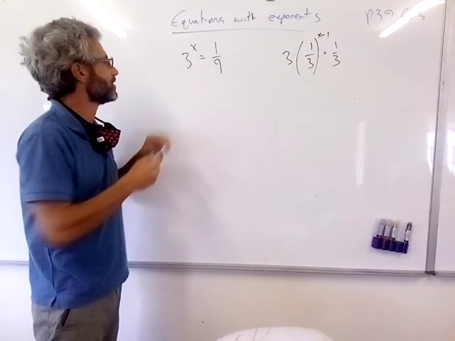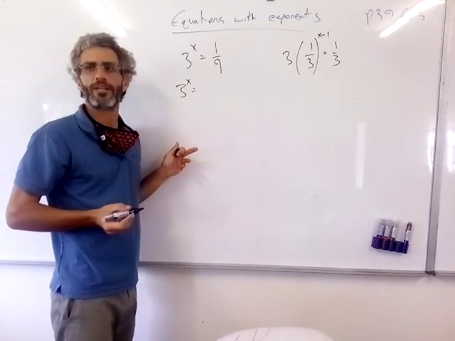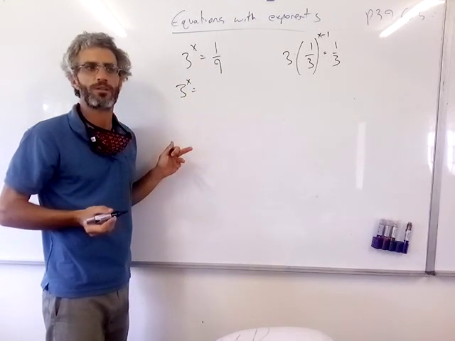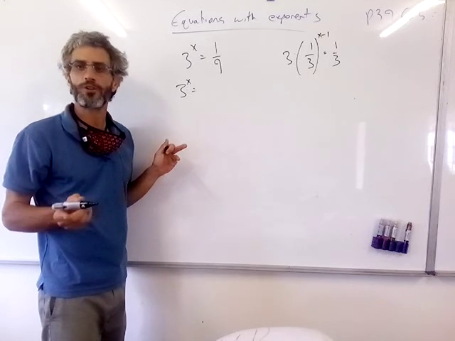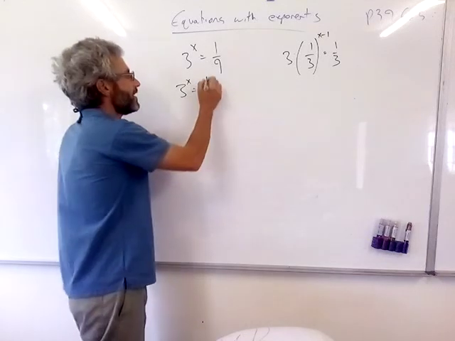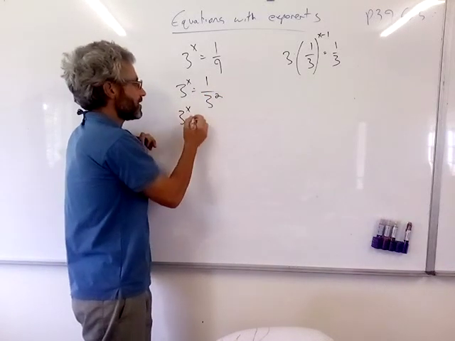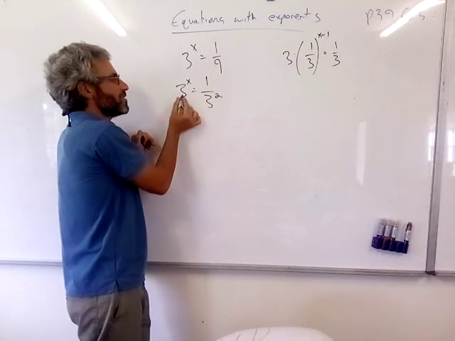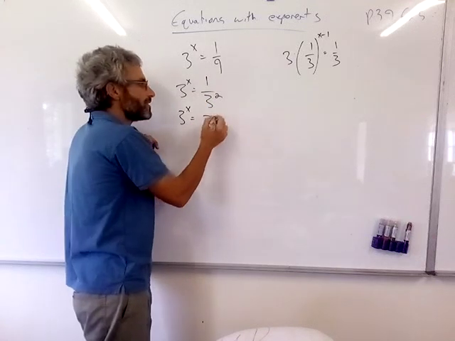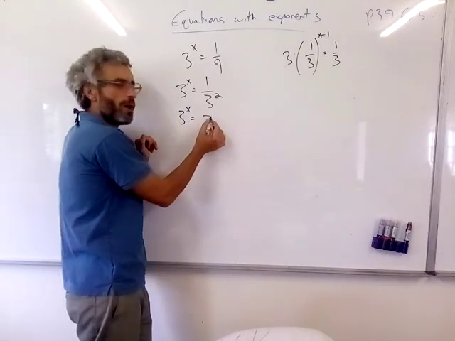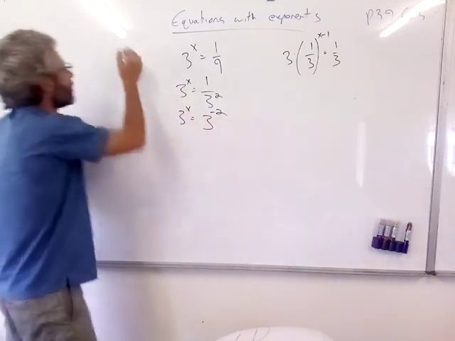So 3 to the power of x equals 1 over 9. What do you reckon? What can I write instead of 1 over 9? 3 squared. Yes, it is 1 over 3 squared. But if I want to have the same base as 3, it's almost 3, but it's at the bottom. So not minus 3, but 3 to the power of? Minus 2. Yeah, remember we got that rule, really important.